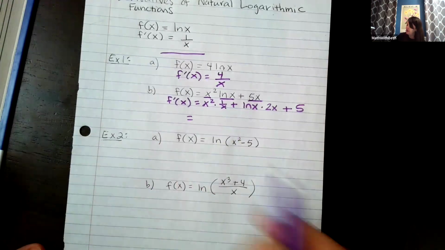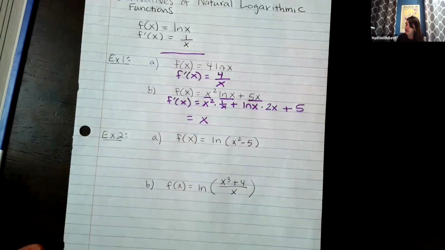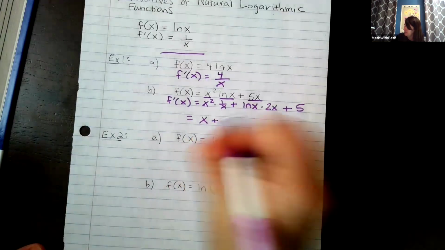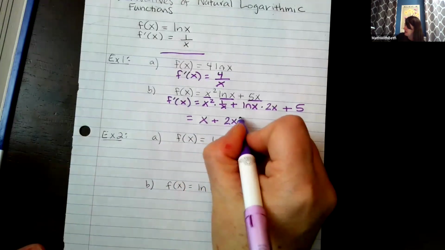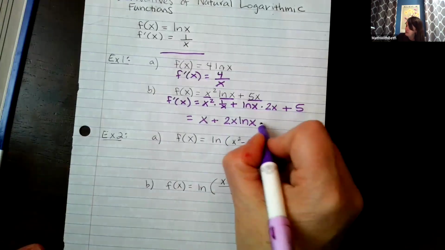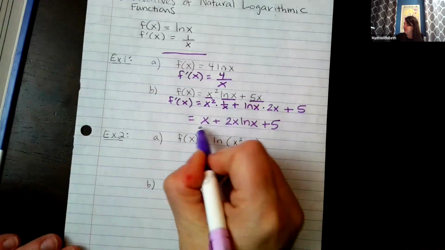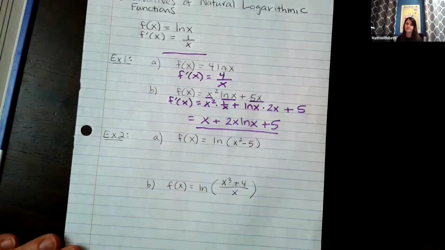We can make that a little nicer because x squared times 1 over x really is just x. Usually the 2x will be written in front of the ln x to make sure you know they're separate, and then plus 5. So that would be the final derivative for this one.